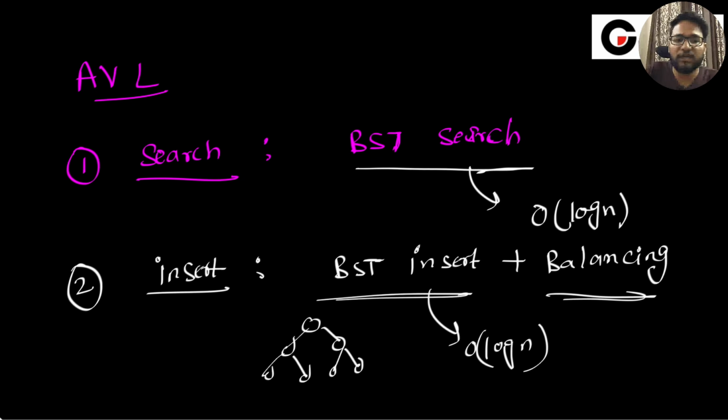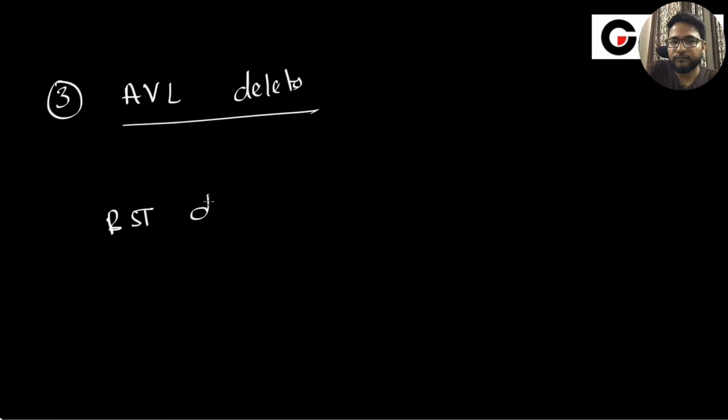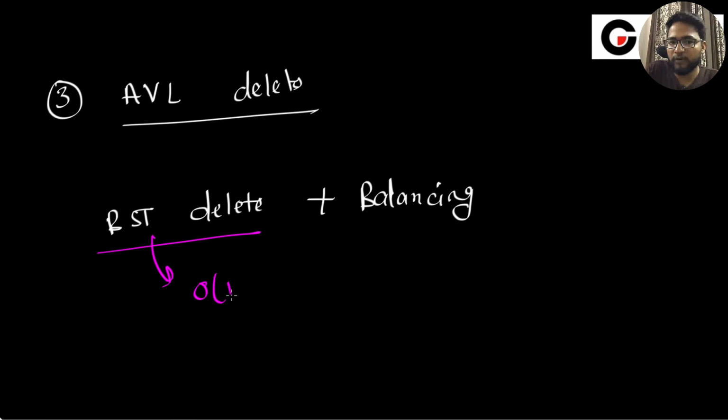What about the third thing, which is AVL delete? For AVL delete also, you will be first doing BST delete and then balancing. So balancing is not going to cost you anything. I mean, it is just going to cost order of 1. So let's not worry about the balancing. For BST delete, you may take order of log n, right? This is actually order of height, but in case of AVL tree, the height is log n itself. So that's why you can say BST delete is order of log n, right?